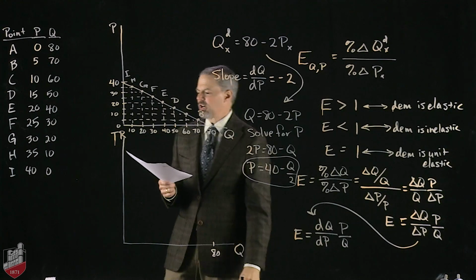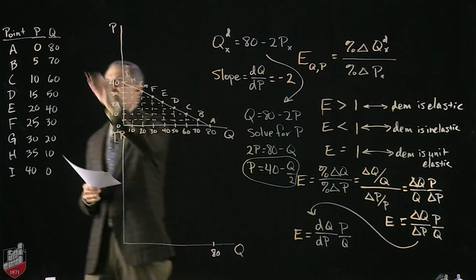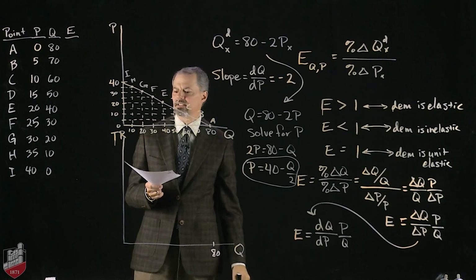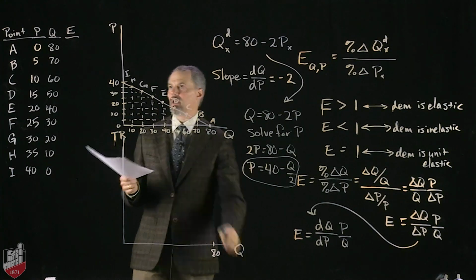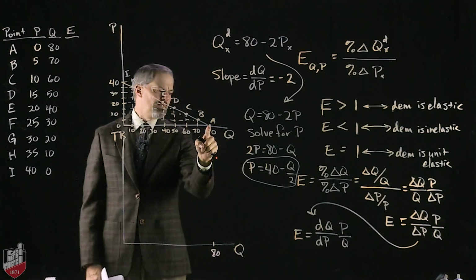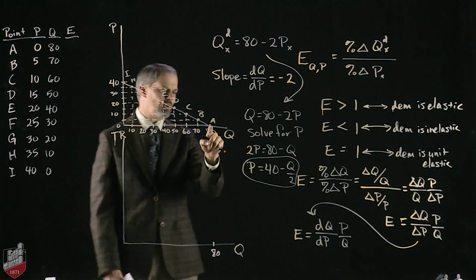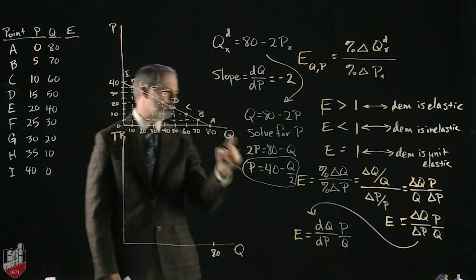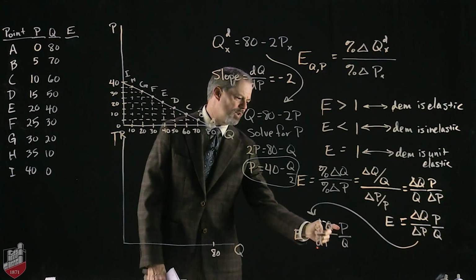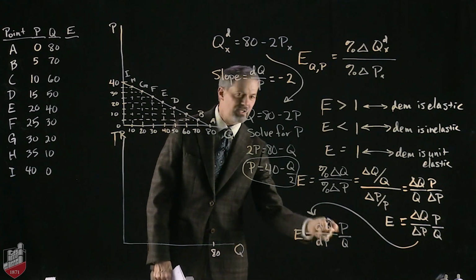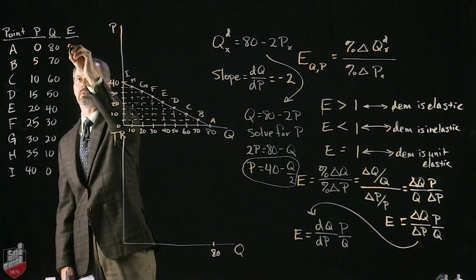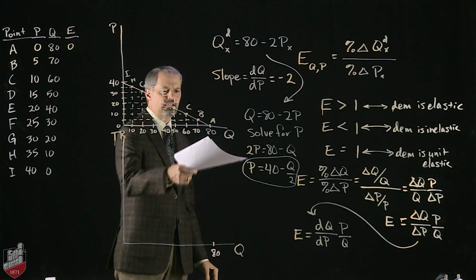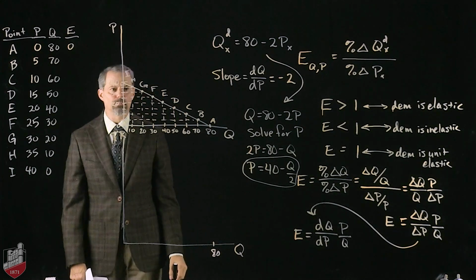Now, let's figure out what elasticity is at each of these points. If I were to calculate elasticity, let's say at point A, if I plug in what's going on at point A, my slope is -2, my price is 0, and my quantity is 80. Well, 0 up here in the numerator means that the whole thing just ends up being equal to 0. The elasticity is equal to 0 right there at the end point, at point A.